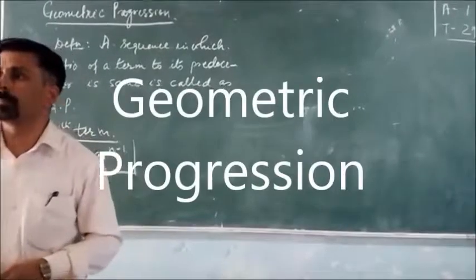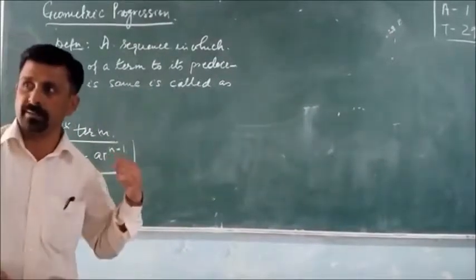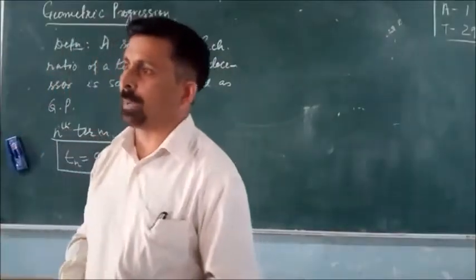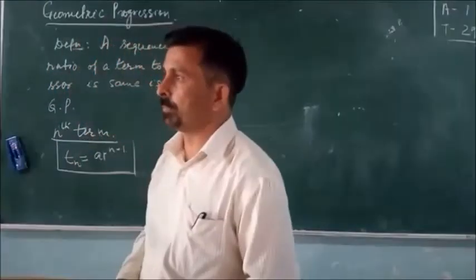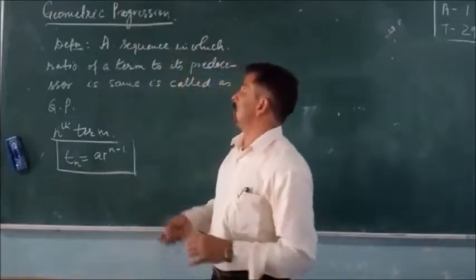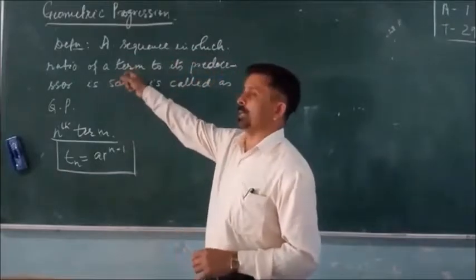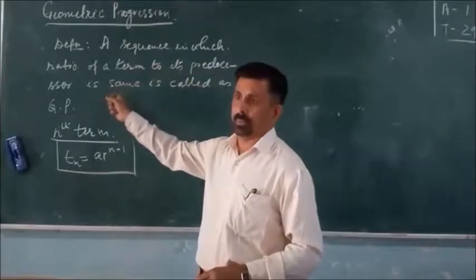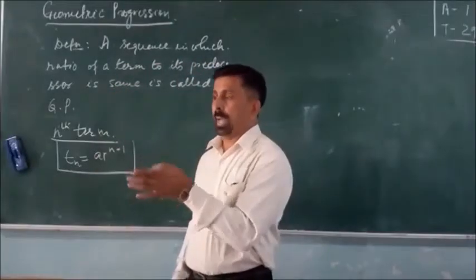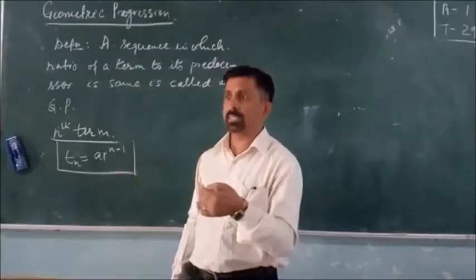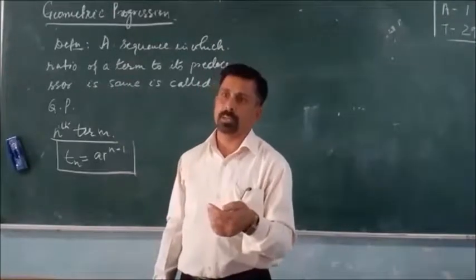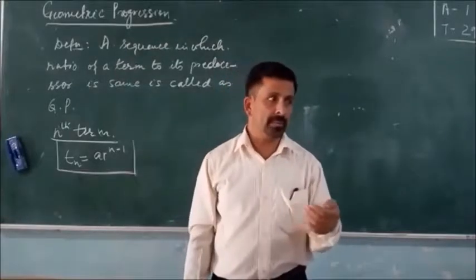Geometric progression. See here, we are going to start geometric progression. This is another type of progression, another kind of sequence. It is a sequence in which the ratio of a term to its predecessor is the same. If the ratio of a term and its previous term is the same, then that sequence is said to be a geometric progression.